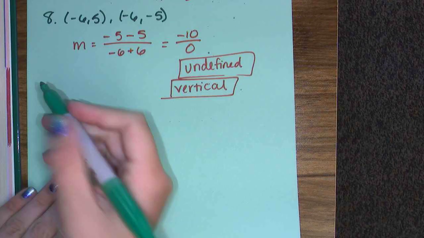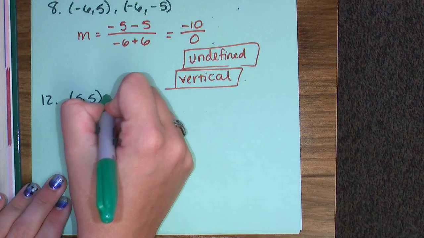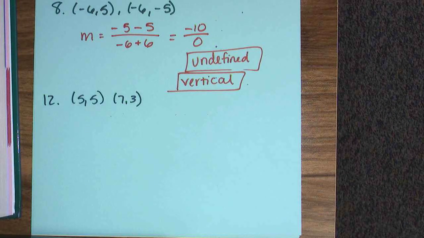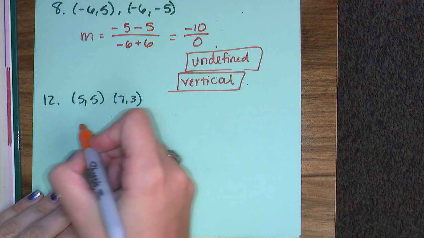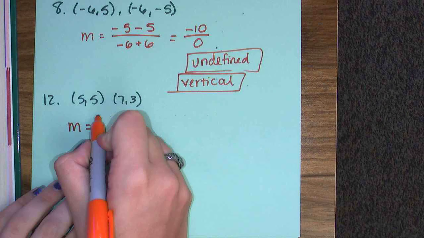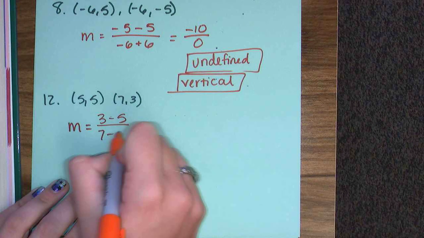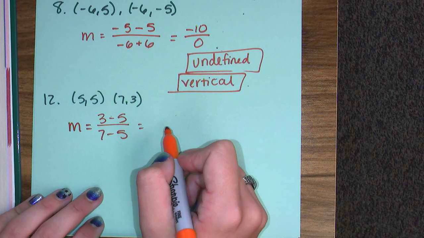Number 12. (5, 5) and (7, 3). So how would I set this up? Yes, so 3 minus 5 over 7 minus 5 gives me what?